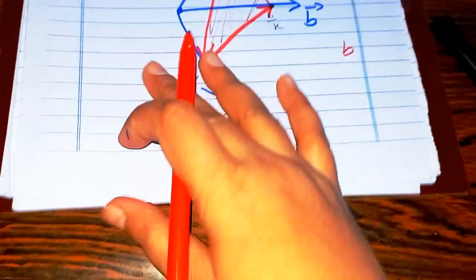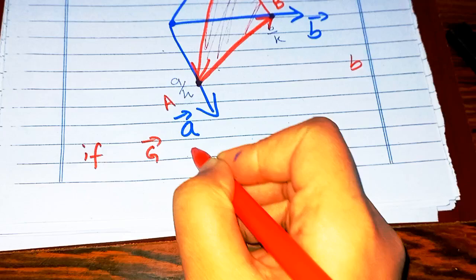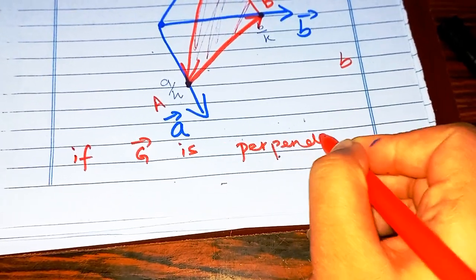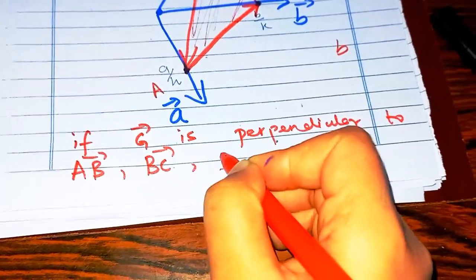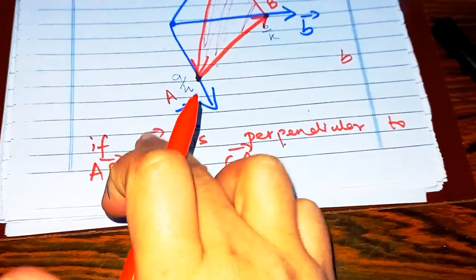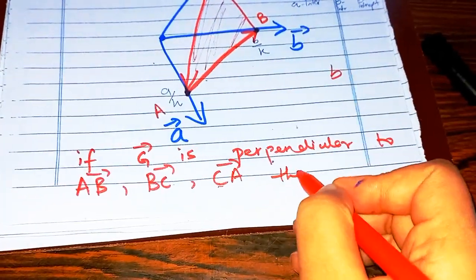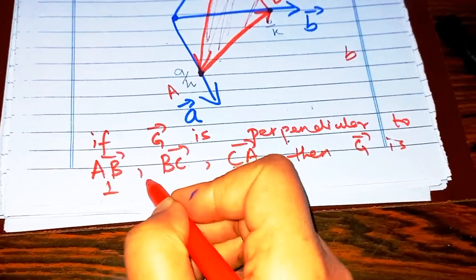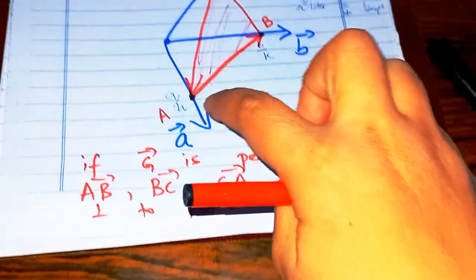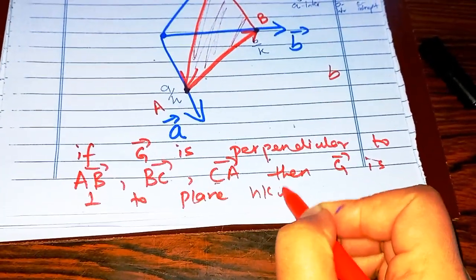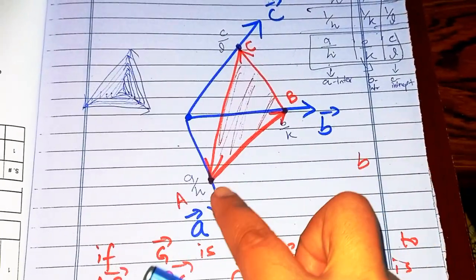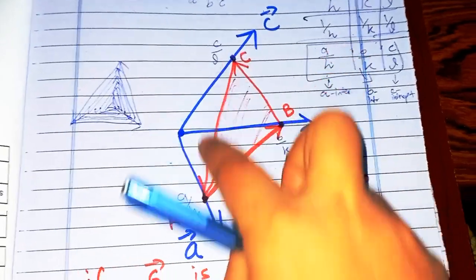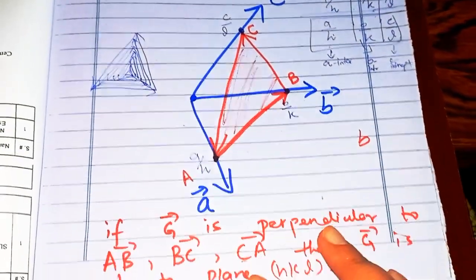If G is perpendicular to the AB vector, the BC vector, and the CA vector, then G is also perpendicular to the plane formed by these three lines, which is the hkl plane. This is how we can prove that the G vector is perpendicular to the plane. So let's find the AB vector, BC vector, and CA vector first, and then find the scalar product with the G vector, which is already known from the question statement. So let's do that.